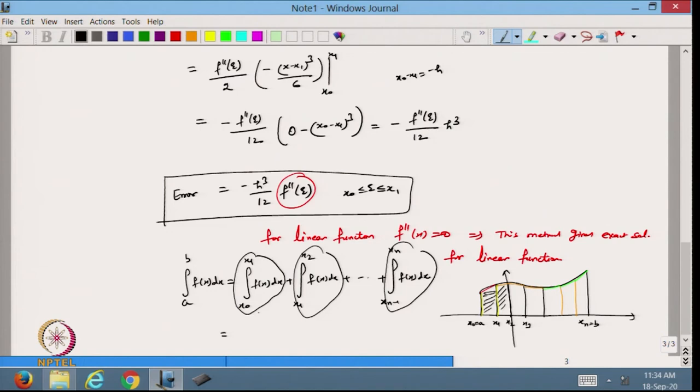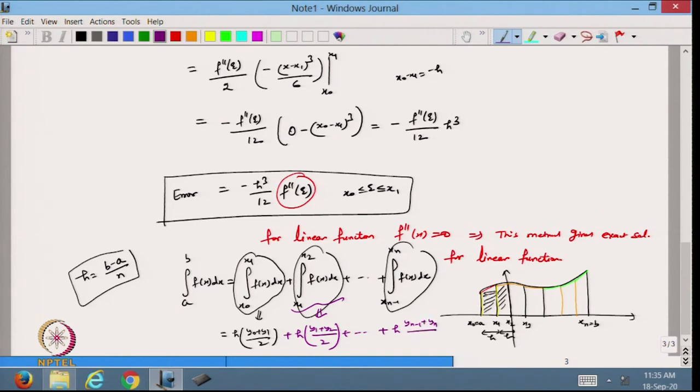So, using the trapezoidal rule, the area of this trapezoid will be h times (y0 plus y1) by 2. My h is (b minus a) by n, where n is the number of sub intervals I am taking. The next one will be plus h times (y1 plus y2) by 2, and so on. In the last, I will get h times (yn minus 1 plus yn) by 2. So, this is the composite form we are getting.